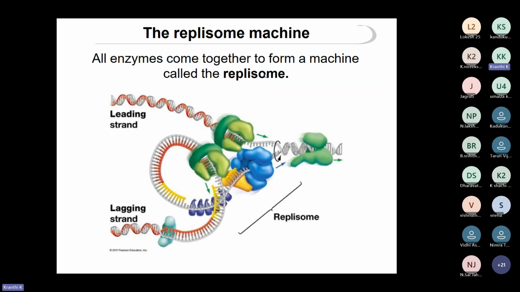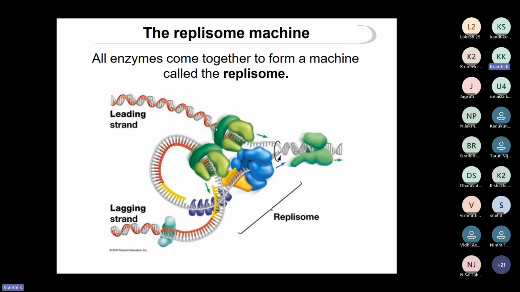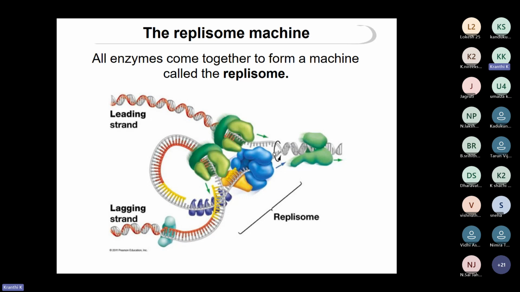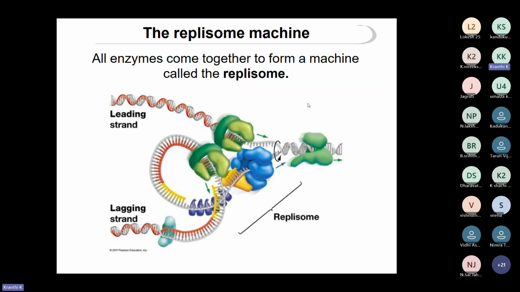All enzymes come together to form a machine called the replisome. All together they work, like this. This is the leading strand and this is the lagging strand. In the lagging strand you can see this is an RNA primer, and this is the polymerase. Two polymerases are there, then this is a helicase, and then the other enzymes. The entire thing we call a replisome: polymerase 1, polymerase 3, the single strand binding proteins, then gyrase, ligase, and so on.